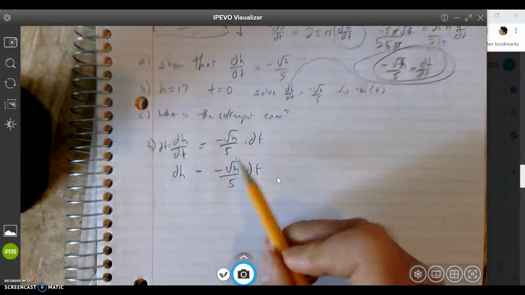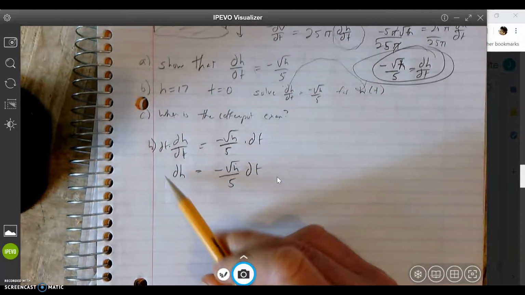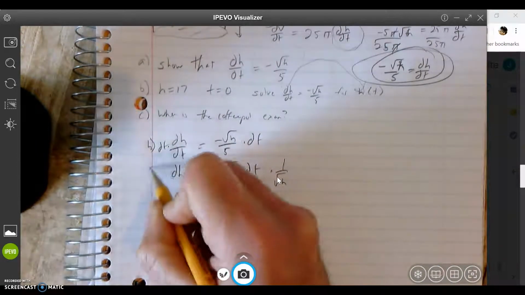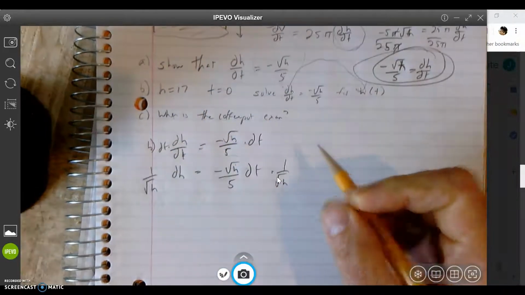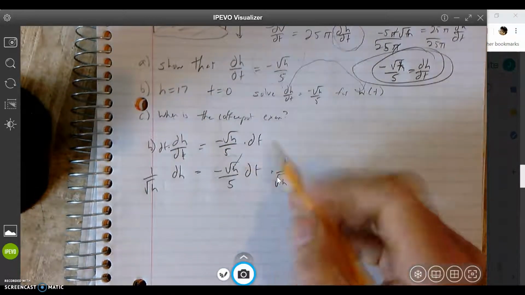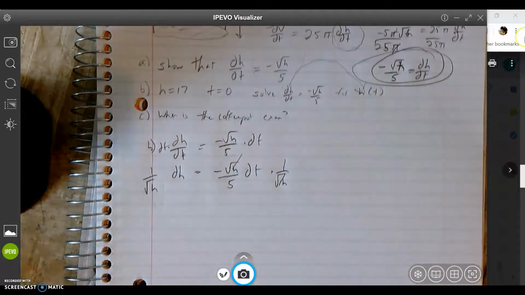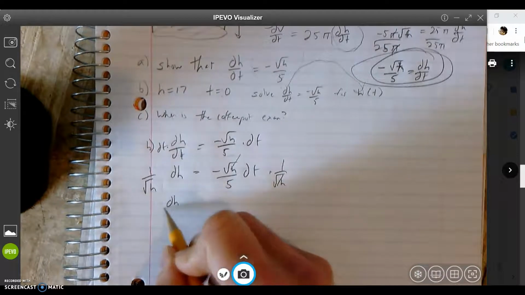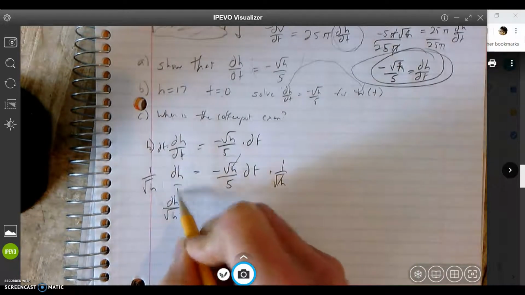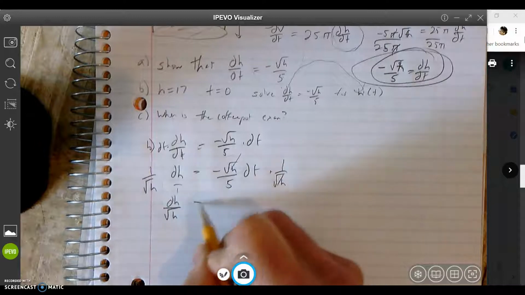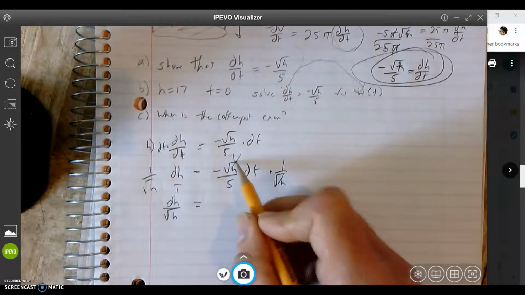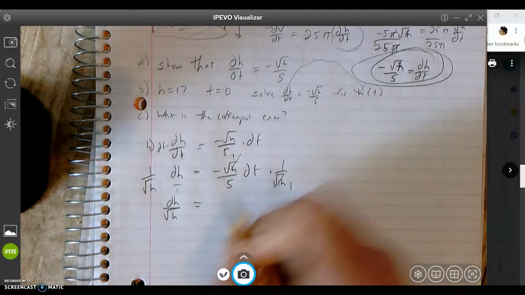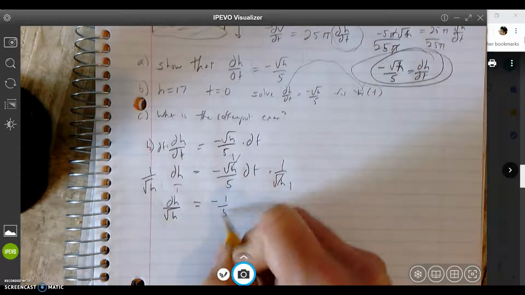Okay. So this h has got to go here with h, guys. So I'm going to multiply by 1 over radical h. And we know that radical h divided by radical h is 1. And so what am I left with here? I got dh divided by radical h over here, equals, and this is 1, right? Because negative h divided by negative h is 1, so you're going to put 1 here. That's 1. So it's negative 1/5 dt.